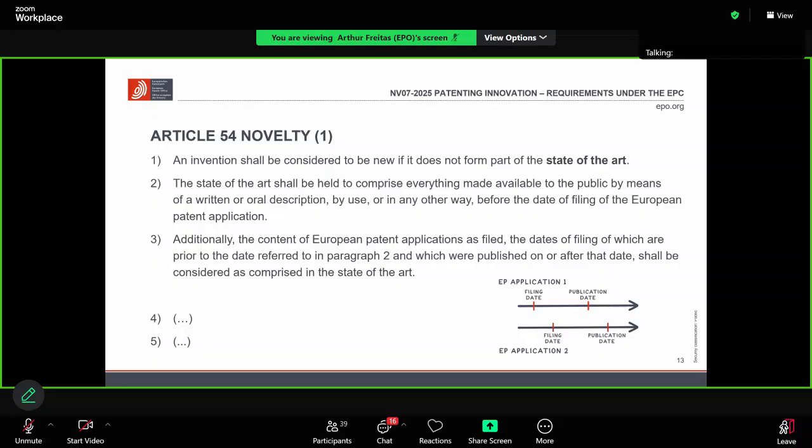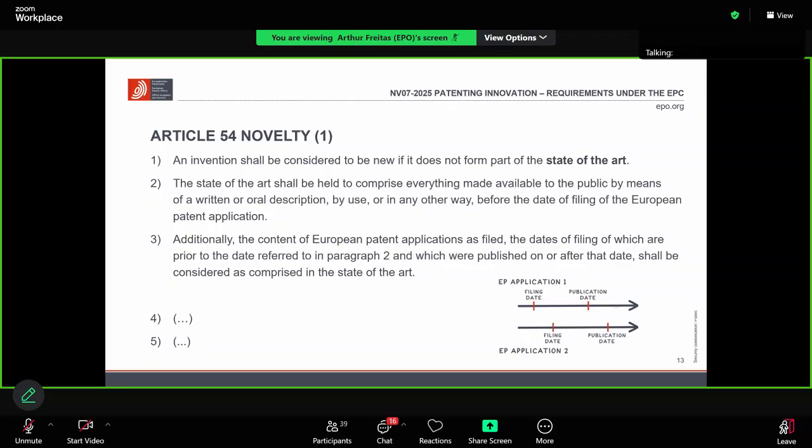Well, anyways, so we're moving into novelty and the state of the art, and that's defined by Article 54 EPC. Article 54.1 says that an invention shall be considered to be new if it does not form part of the state of the art. The state of the art is also known as prior art. And what's the state of the art?